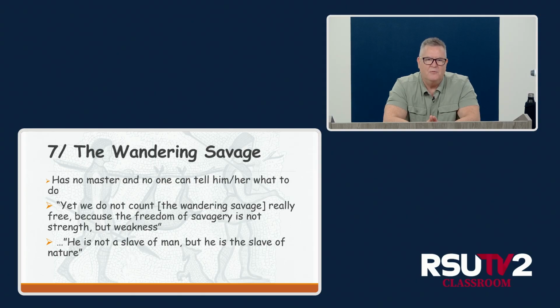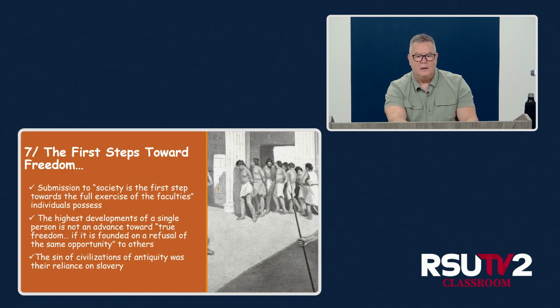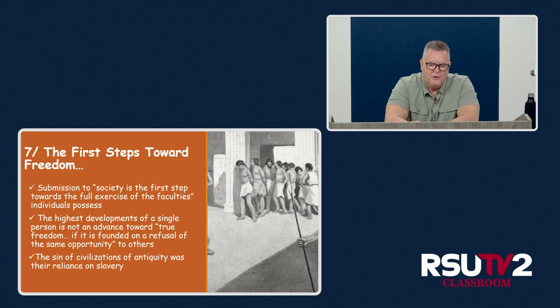Your ability to be free is chained by your ability to stay alive and the fact that you lack many of the means to do so. You are constantly scrabbling for food. He is not a slave of man, but he is a slave of nature. So for Green, and you'll hear this elsewhere too, the first step toward freedom is the submission to society. And that is the first step towards the full exercise of the faculties individuals possess. This is the innate sense in which many liberals, not all, but many, recognize that we're free so that we can do what we want to do, but we should want to do things that are good for our community.